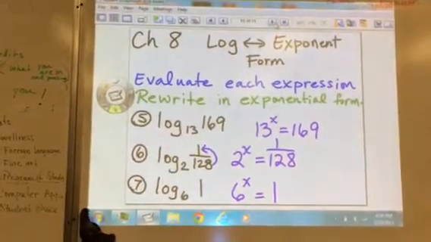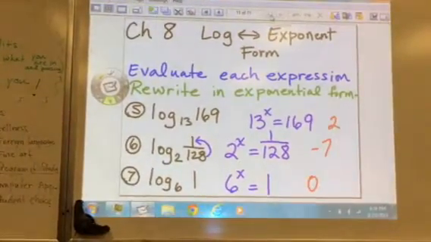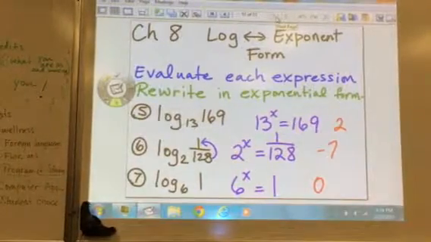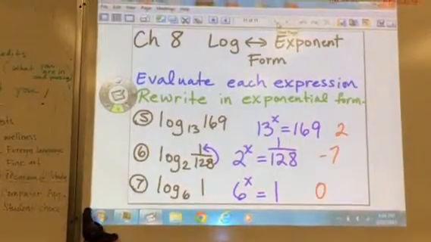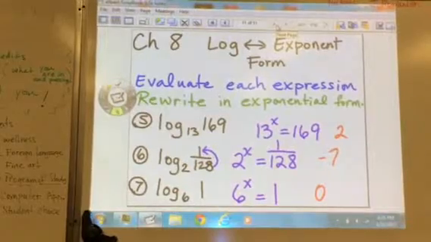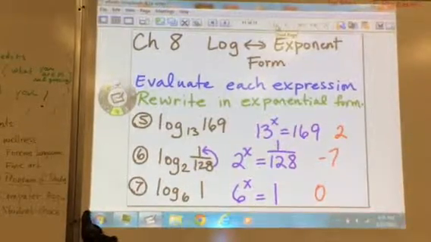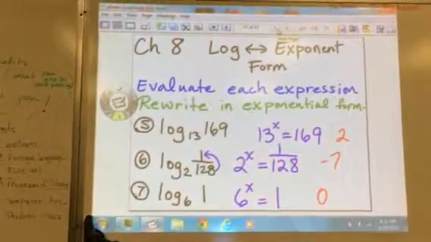So 13 to what gives you 169? So 13 squared is 169. You get a negative answer for that 2. So how many times do you need to multiply 2 to get 128? And then, of course, anything to the 0 power is 1.